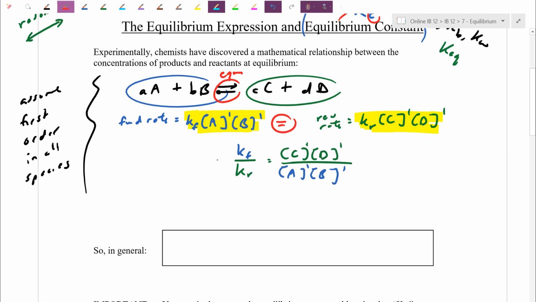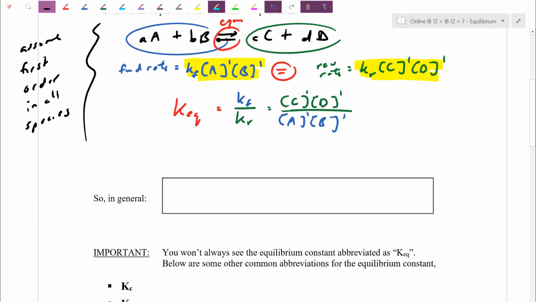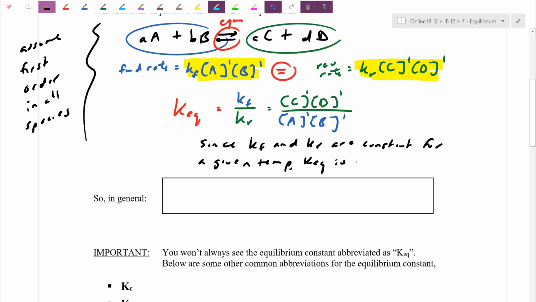This is, again, in grade 12, we would just call this generically the constant for equilibrium. For IB, we prefer to just say Kc. It's the equilibrium constant for the concentrations. Let's make a note here. Since Kf and Kr are constant for a given temperature, the KEQ is a constant as long as the temperature doesn't change.